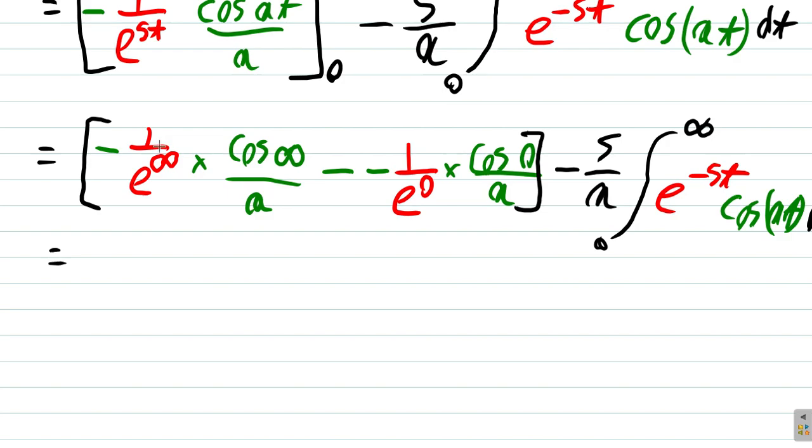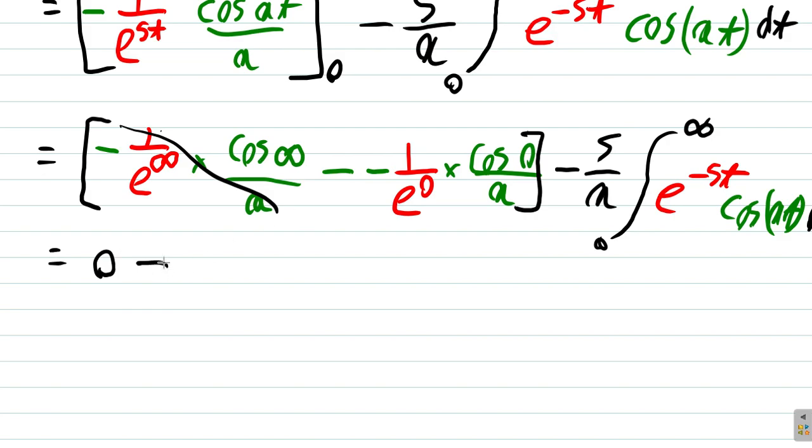You see 1 over e to the infinity. E to the infinity is an infinitely large number, and 1 over that is 0. So we have 0 times cos infinity. Now cos does not pass positive 1 or negative 1, so 0 times whatever cos infinity is 0. So all of this part amounts to 0.